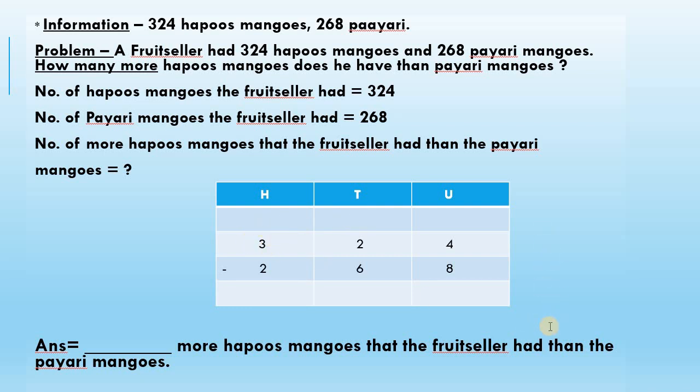And now you subtract it. Okay, 14 minus 8, then you have to subtract 11 minus 6, and then you have to subtract 2 minus 2. Okay, we will get the answer, and this is the answer statement. So many more Appu's mangoes that the fruit seller had than the Pairi mangoes.